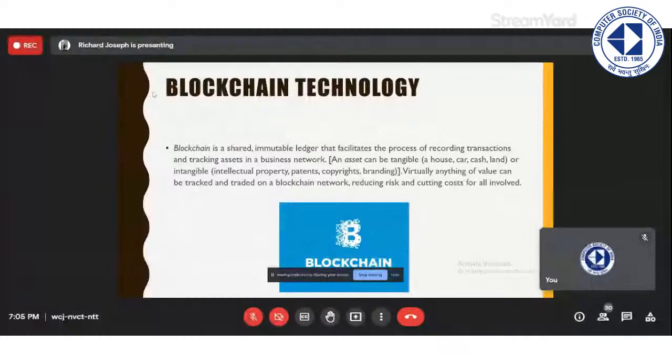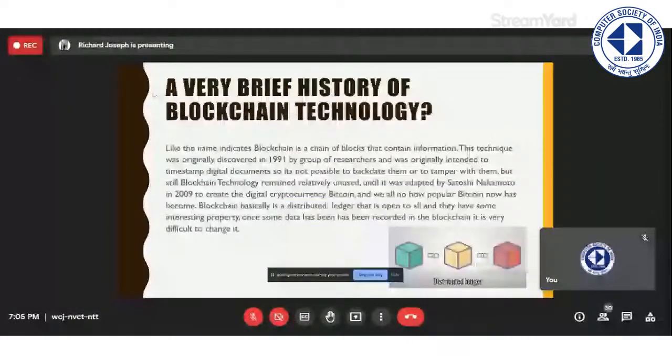So now that we have a basic understanding of blockchain technology, let's have a very brief history of blockchain technology. Like the name indicates, blockchain is a chain of blocks that contain information. This technique was originally discovered in 1991 by a group of researchers, and it was originally intended to timestamp digital documents, so it is not possible to backdate them or tamper with them.